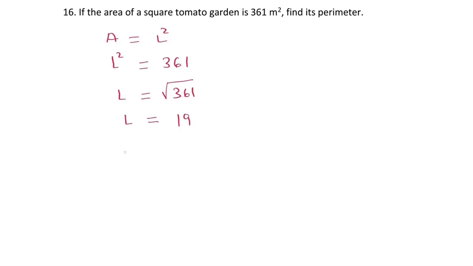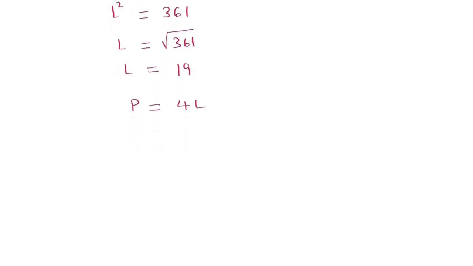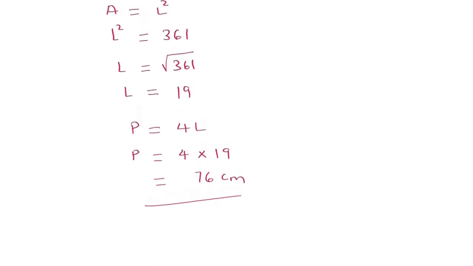Okay, so next, to find the perimeter, let us recall the formula which says perimeter equals 4 times L. Now let us substitute the value of length we have. Then perimeter equals 4 times 19. After solving, we have 76 centimeters. And this is going to be our answer.